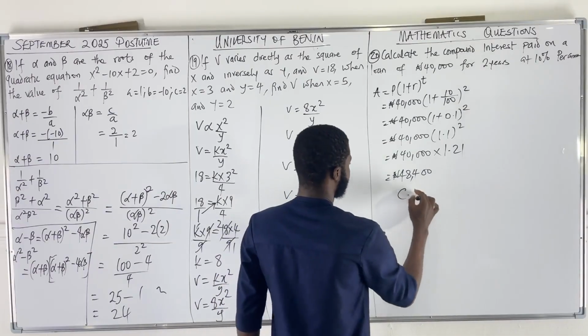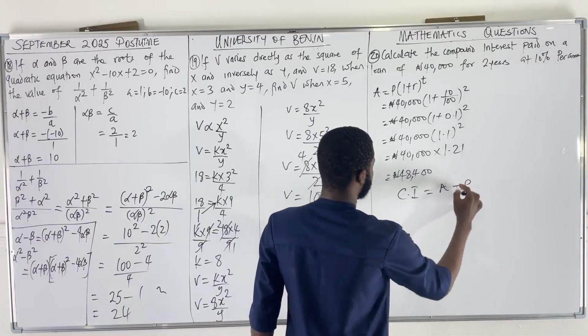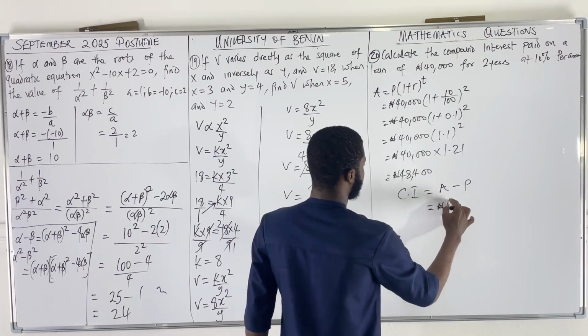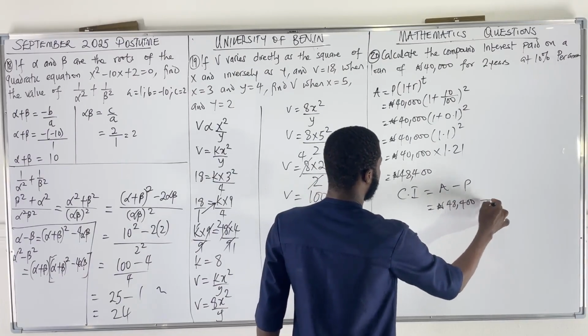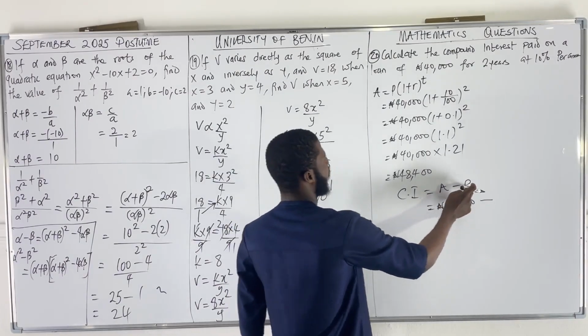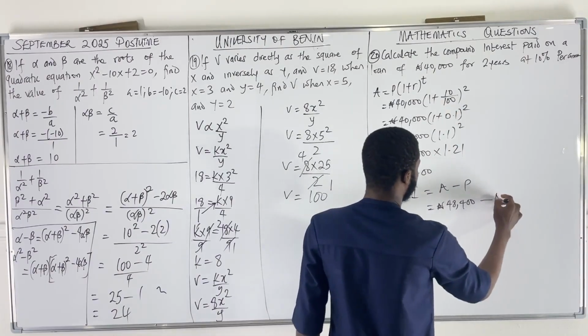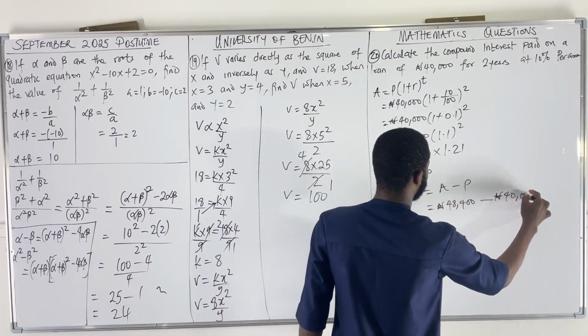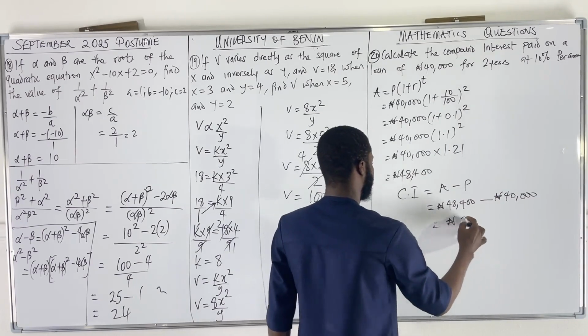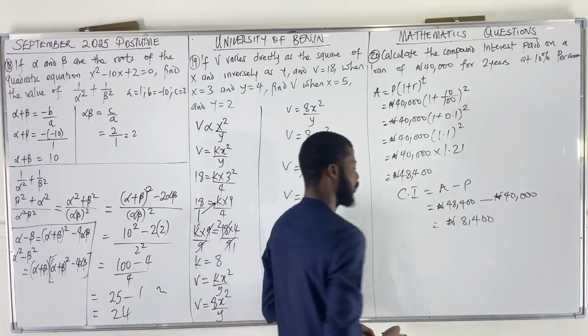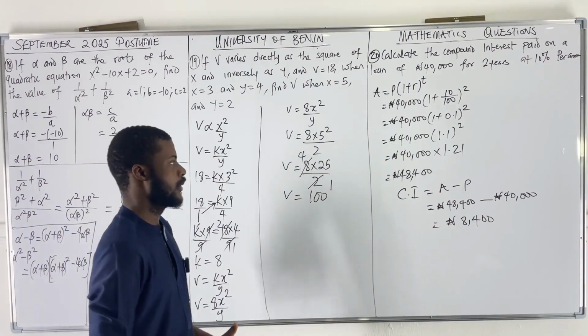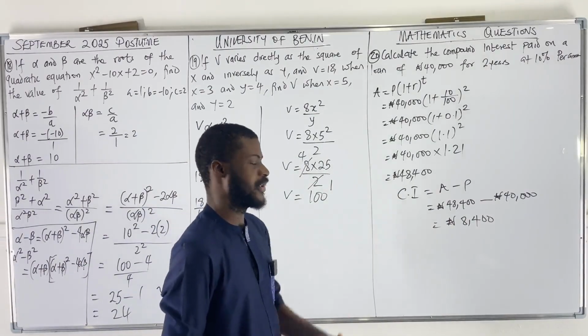Now let's get our interest. So the compound interest CI is the amount minus principal. So the amount we had was 48,400 minus the principal is 40,000 naira. So when you do this subtraction, you're going to have 8,400. So that will become your compound interest.